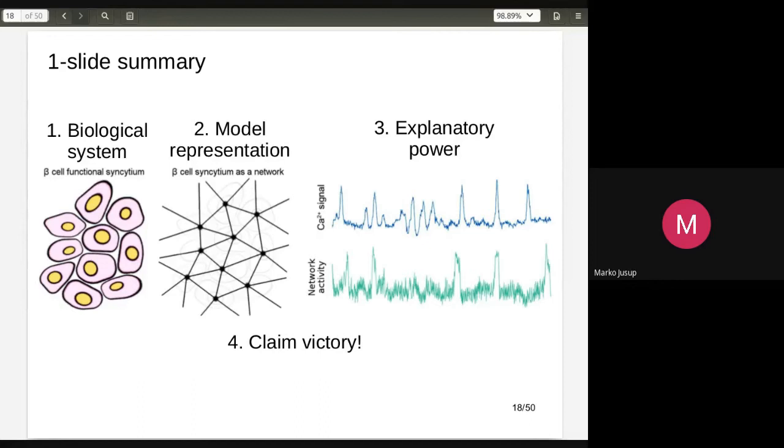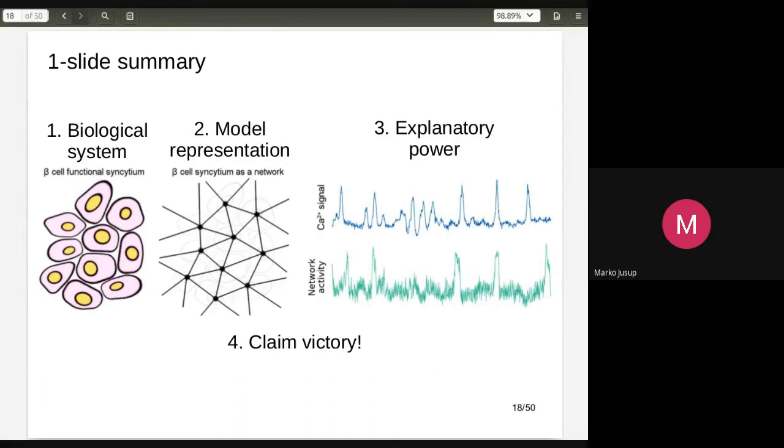If I had to summarize the idea behind this research in one slide, this would be it. We start with the biological system. We find a model representation in the sense that I just explained for neurons. Here on the left side we have these purple and yellow blobs. These are essentially beta cells, a type of pancreatic cells that are involved in glucose metabolism and glucose homeostasis.